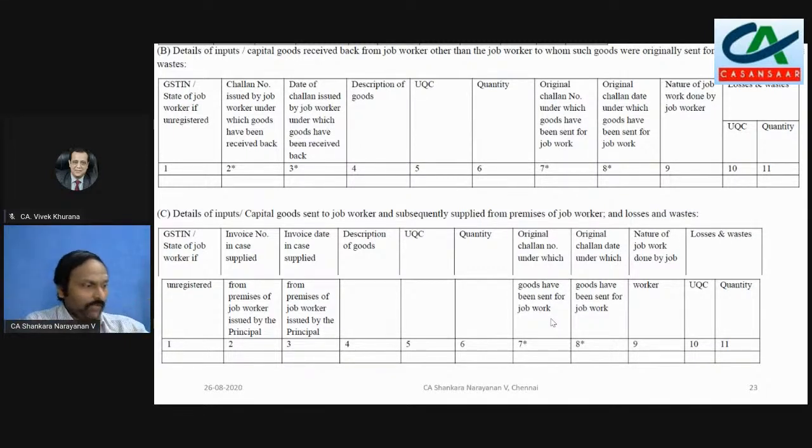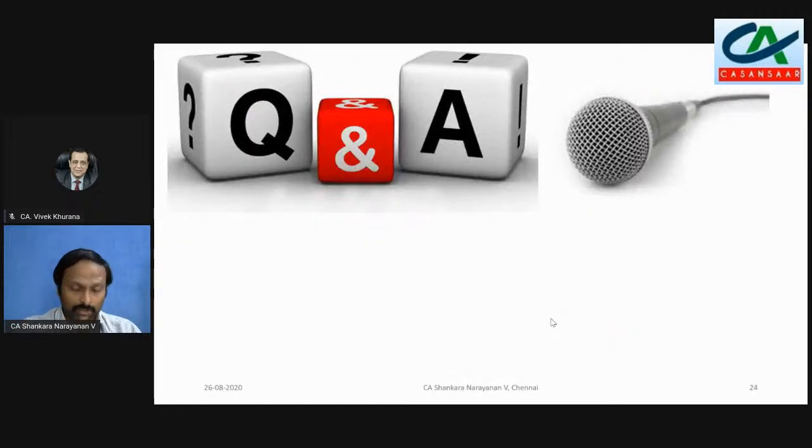So what records we have to maintain is dictated by what data is being asked for in ITC 04. If you are able to cater to the needs of ITC 04, your stock records are perfect. From that, you can directly pick up the data and report it. And this is the last procedure that one has to comply with to round off the compliance pertaining to job work.